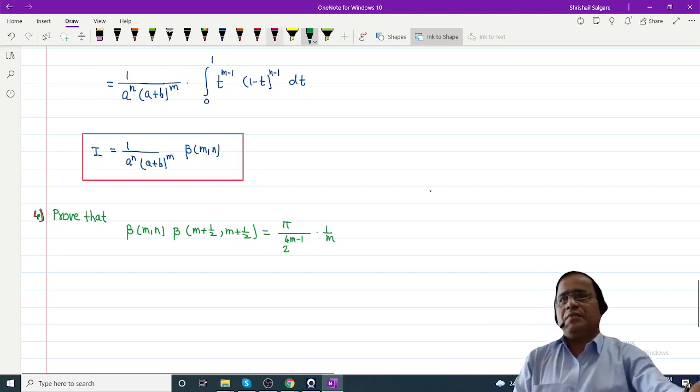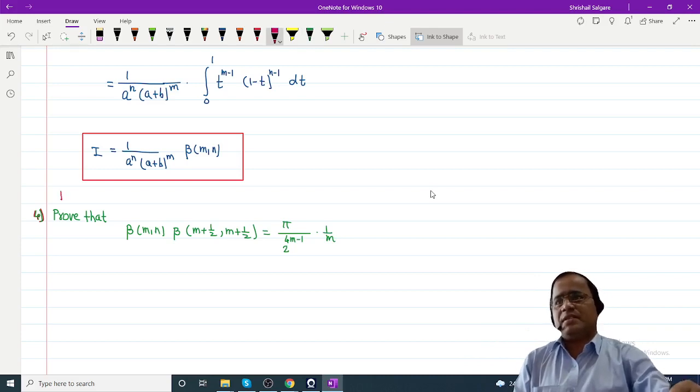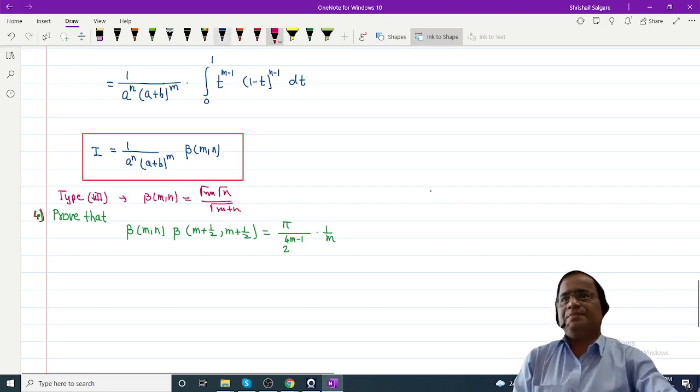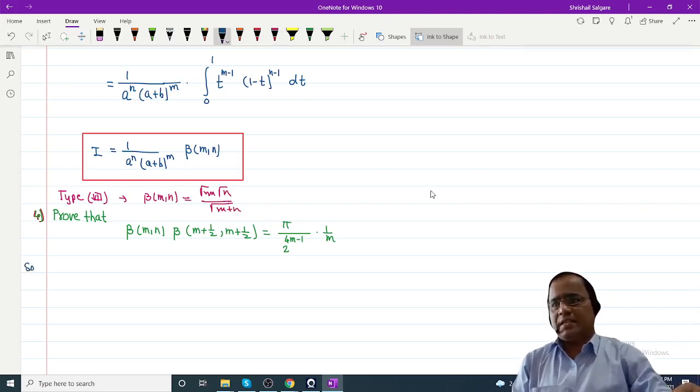So simply these examples you can consider as type 6 or 7. What is the number? I think 7. And these are based on the property that beta of mn is given by gamma m gamma n divided by gamma of m plus n. Okay, to prove this I will continue with the LHS.